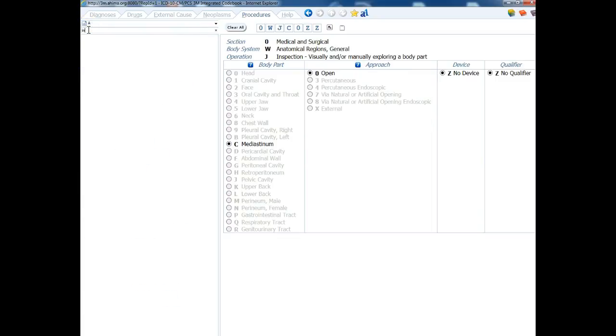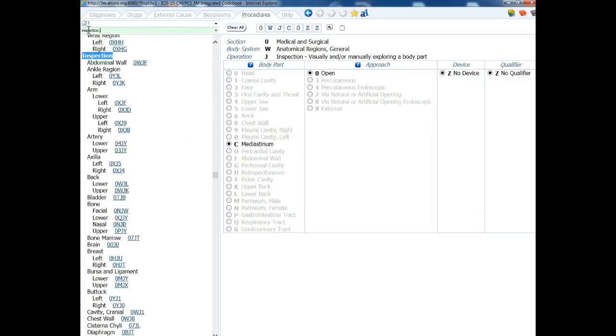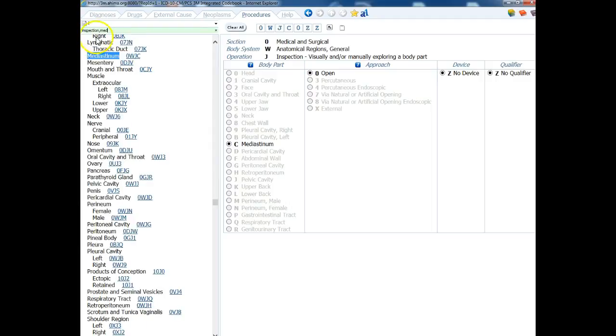Let's look at inspection. In the index, if we do inspection mediastinum, you can see that it sends us to table 0WJC. And then we choose on it, and basically we're clicking on the approach and then the device and the qualifier.